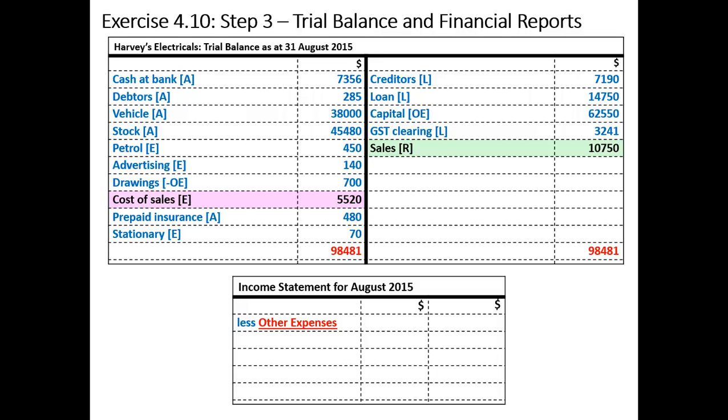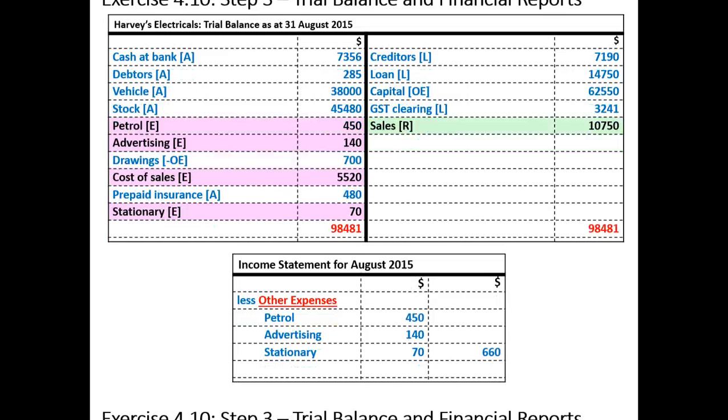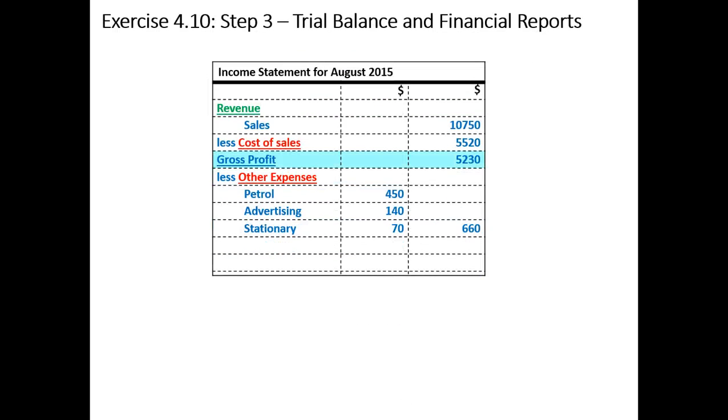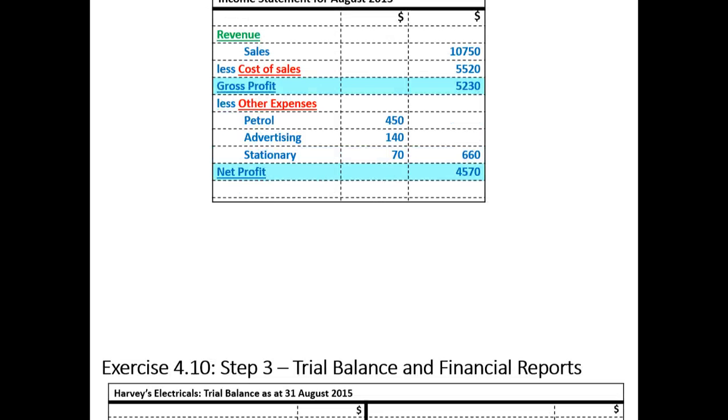The next section will be the other expenses section. So I've got less other expenses. I know expenses are debits, so in this case I've got petrol, advertising and stationery. I don't need to look on the credit side, I can just look at the debits and say that's those three there. I use the first column for the number, and then I total them up in the second for a total of 660. And that's my completed income statement so far. So I've got a gross profit of 5,230, total other expenses of 660, and that's a net profit of 4,570.